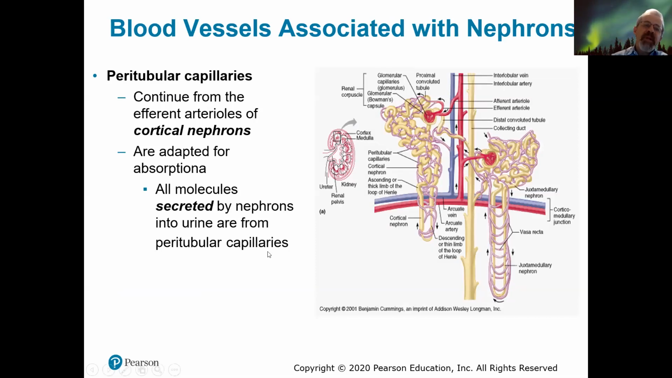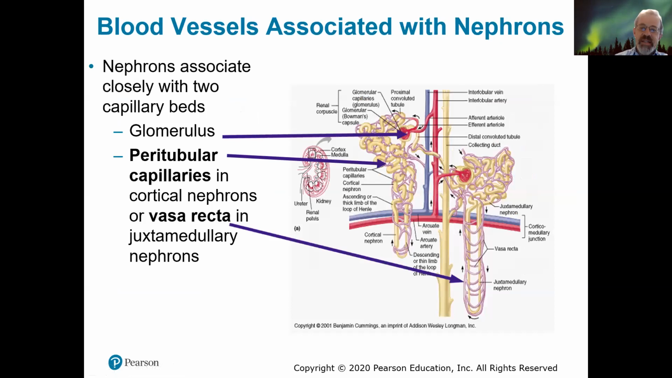These peritubular capillaries are all adapted for absorption. Remember, most of what is filtered ends up going back into the blood through the cortical nephrons, through the peritubular capillaries, and much of it is also secreted from those vasa recta and peritubular capillaries.